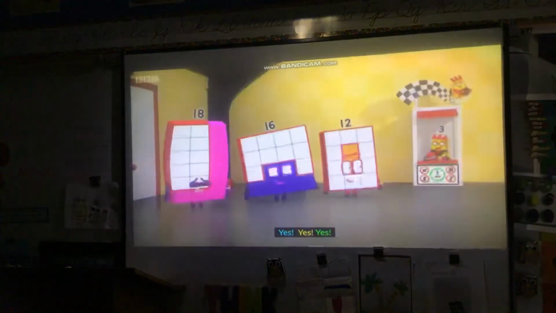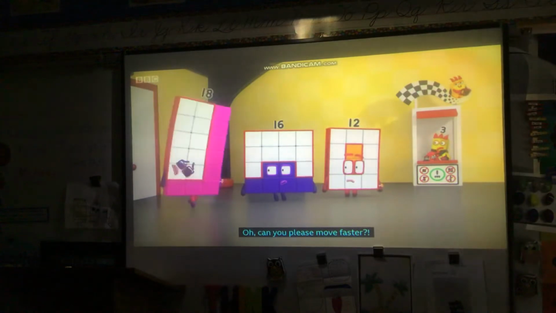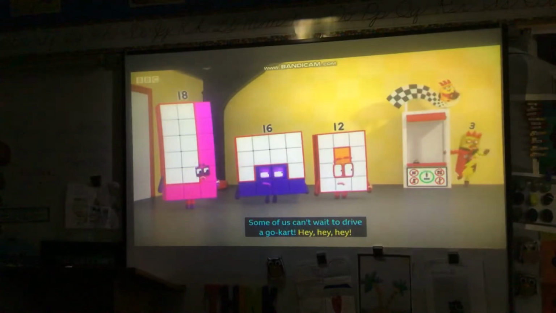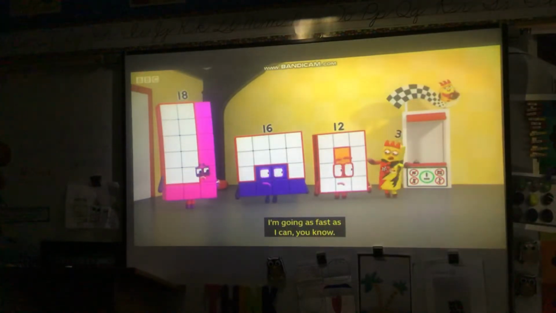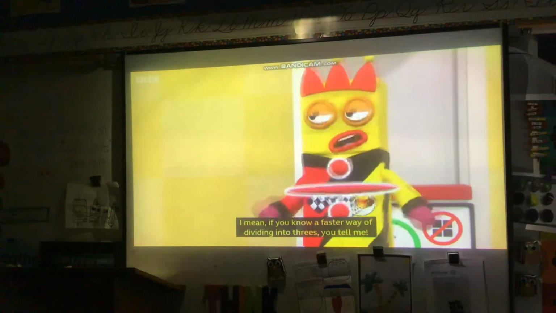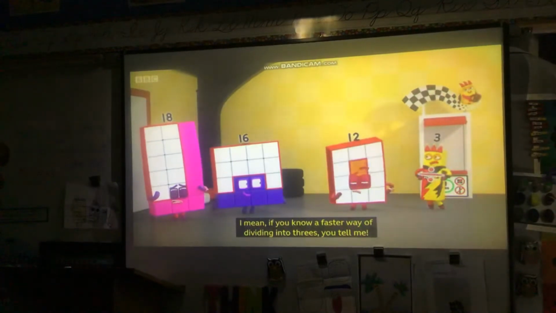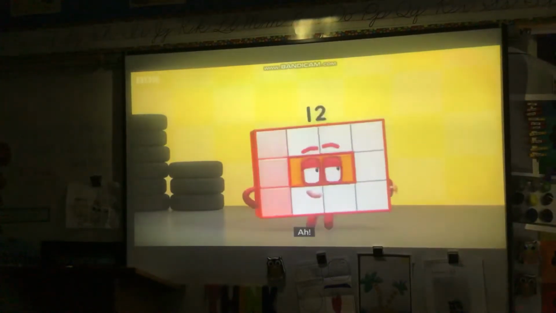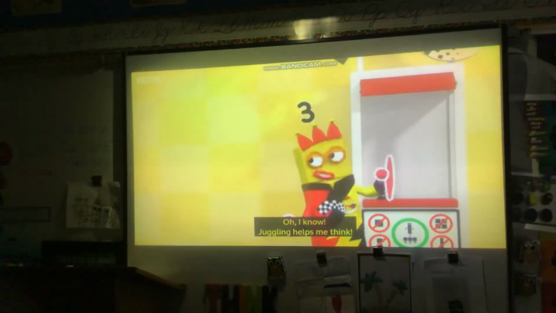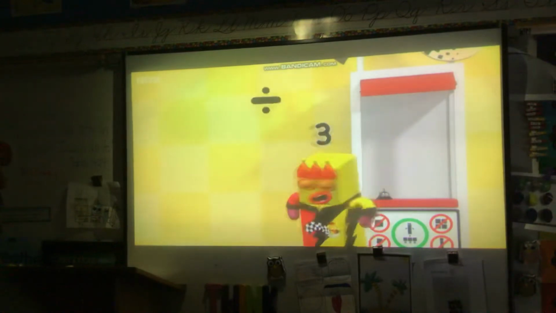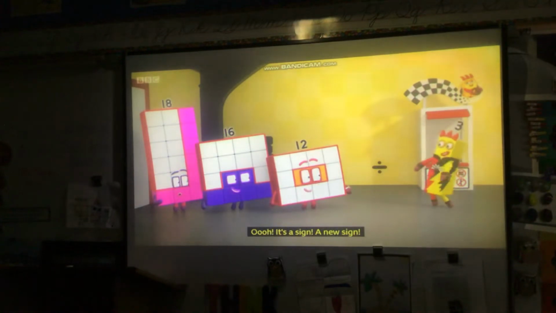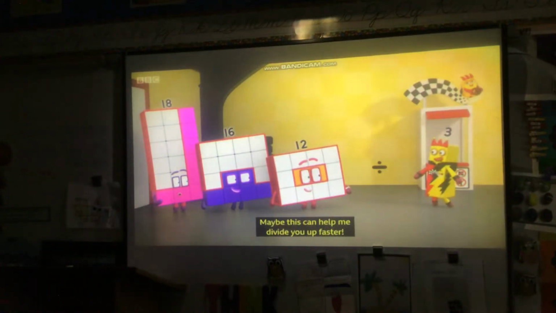Yes. Oh, can you please move faster? Some of us can't wait to go to a go-kart. Hey! I'm going as fast as I can, you know. Subtracting 3s 1 by 1 is a slow business. I mean, if you know a faster way of dividing into 3s, you tell me. It's fun. Oh, I know. Juggling helps me think. Oh, it's a sign. A new sign. Maybe this can help me divide you up faster.